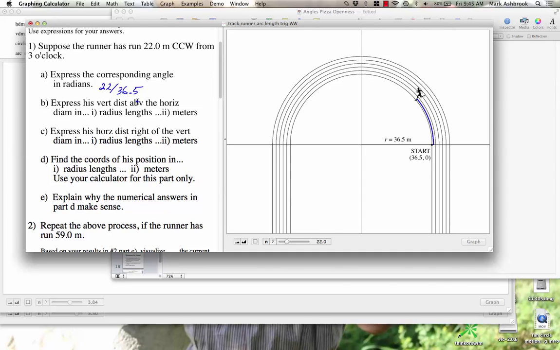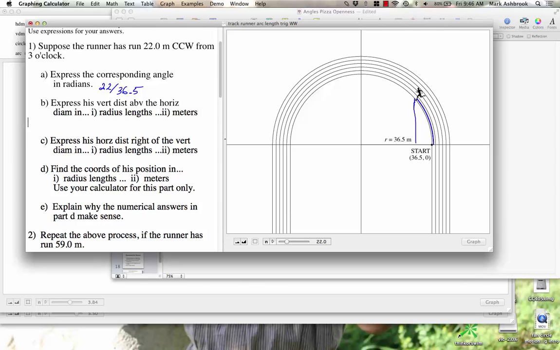Good job. All right, so how about the vertical distance above the horizontal diameter? So we're looking at this right here. How would you express that in radius lengths then? How would you express that in radius lengths? Michael? Yeah. No, we're expressing it. We're not calculating anything. We must express it exactly. No estimates and no calculations. So how would you express it exactly?